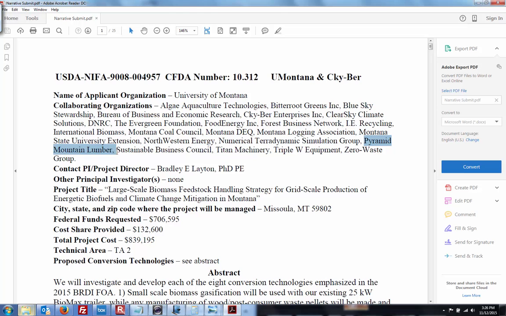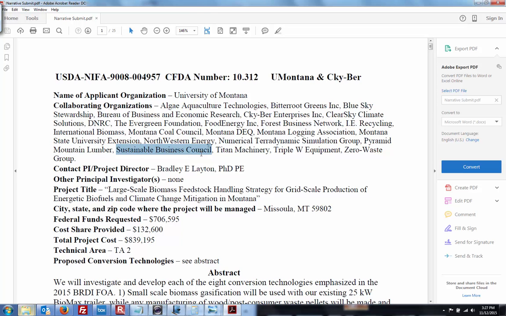Pyramid Mountain Lumber, I don't know if you heard about them. They just got bought out by Weyerhaeuser, which might be good for them, but a lot of the local economists say it's not so good for the Montana economy. When these things get bigger and bigger, they tend to push all the other smaller timber companies out of business. It's just kind of the law of scale. It's the same thing that Walmart does to the mom and pop Hallmark card shop downtown.